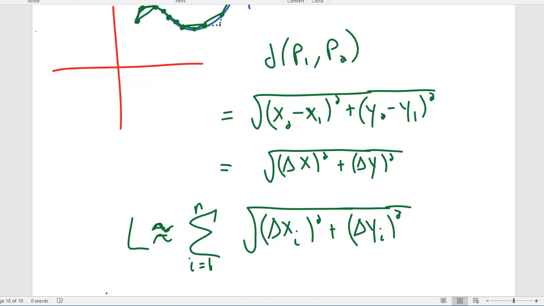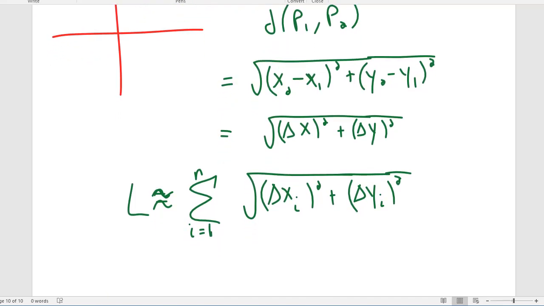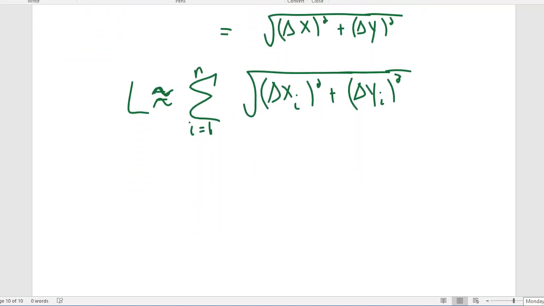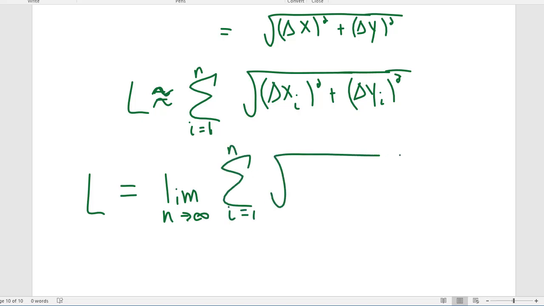Right? So again, we're going to have a limit process that we involve here. And we're going to let the number of rectangles become infinite. The number of line segments become infinite. So the length will exactly equal the limit as n goes to infinity of that summation, which roughly looks something like this. So here we have the distance formula, the length of every line segment. We're summing up those infinitely many line segments.